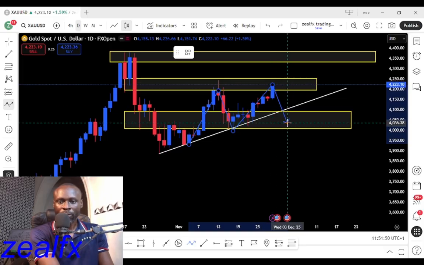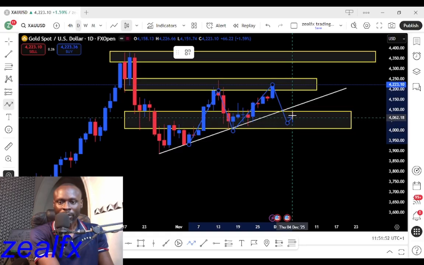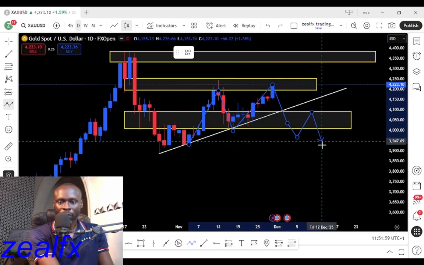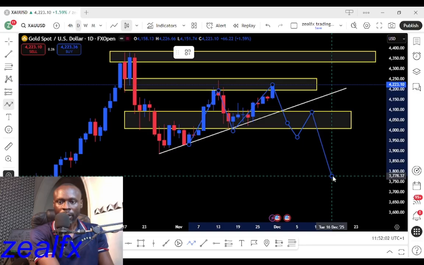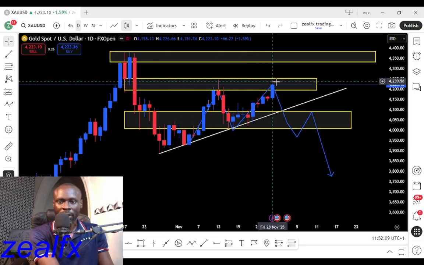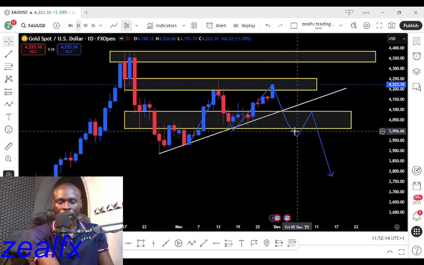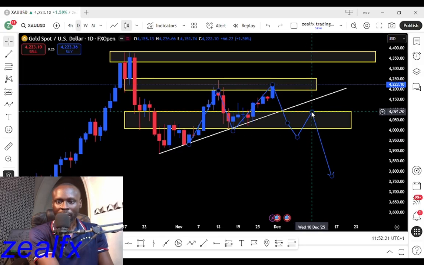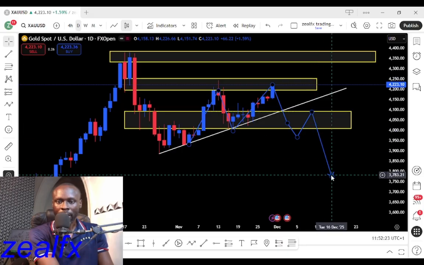A break of this support level, we expect a retest. We expect price to break this support level, then we expect a retest, then we'll see further sell for gold to the downside. So gold on the daily chart needs a clear direction. So long as we have price on this resistance level, we're looking for a price setup for us to sell gold to this support level. Then a break of this level, we'll be looking for more sell from a reversal of gold to the downside.